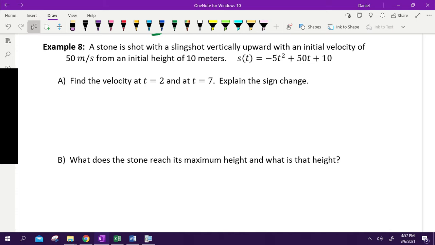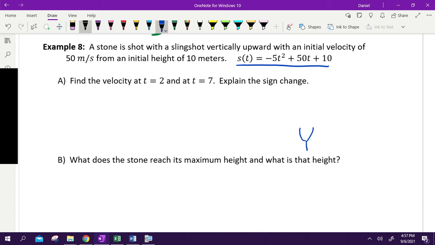Example 8, a stone is shot with a slingshot vertically upward with an initial velocity of 50 meters per second with an initial height of 10 meters. All right, so they gave me a position equation, and we're talking about taking a rock.